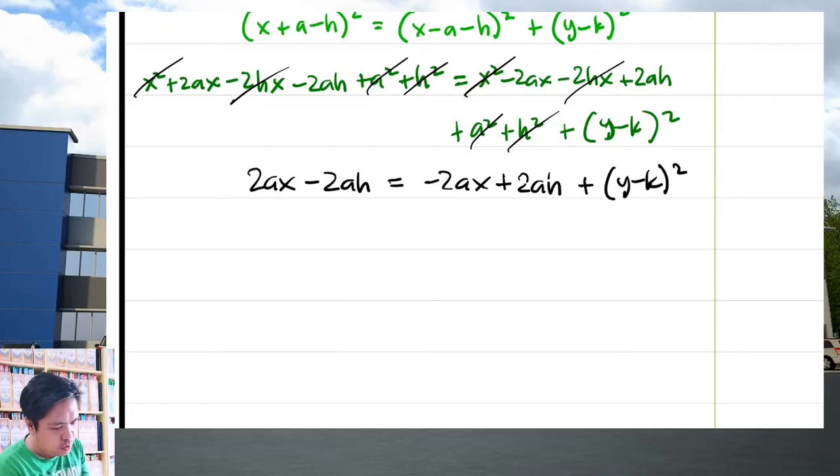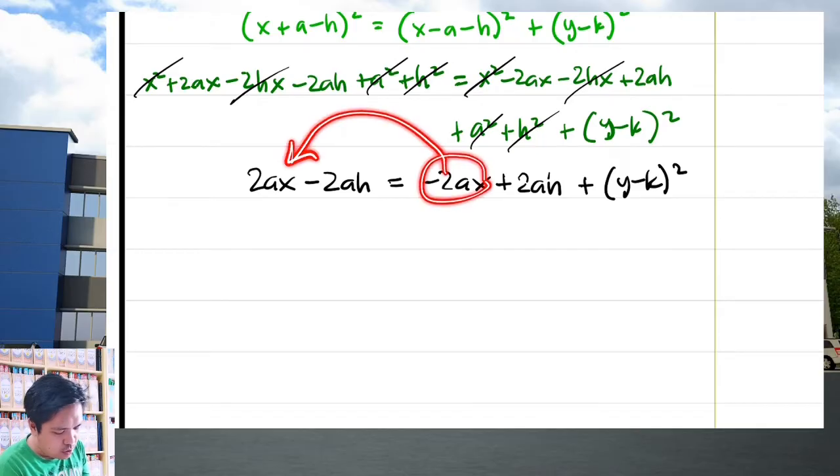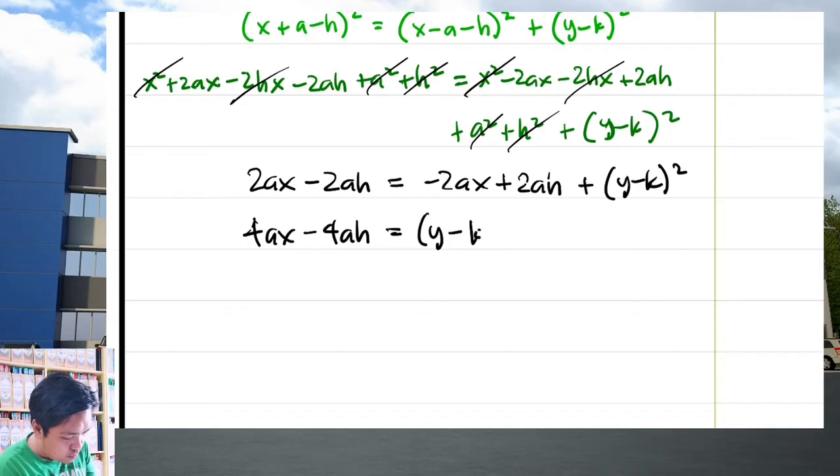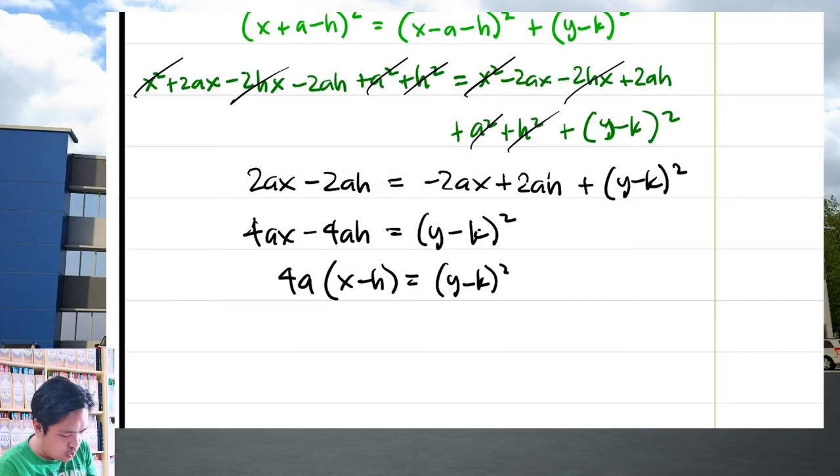Then if we combine, this will become positive here. So that would be 4ax. This will become negative, minus 4ah, that's equal to y minus k squared. Okay, so factor out 4a, that would be x minus h equal to y minus k squared. So rewriting, that would be y minus k squared is equal to 4a times x minus h.